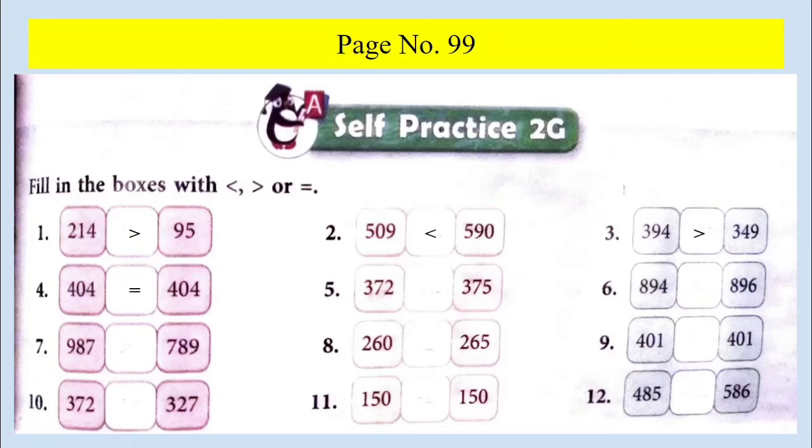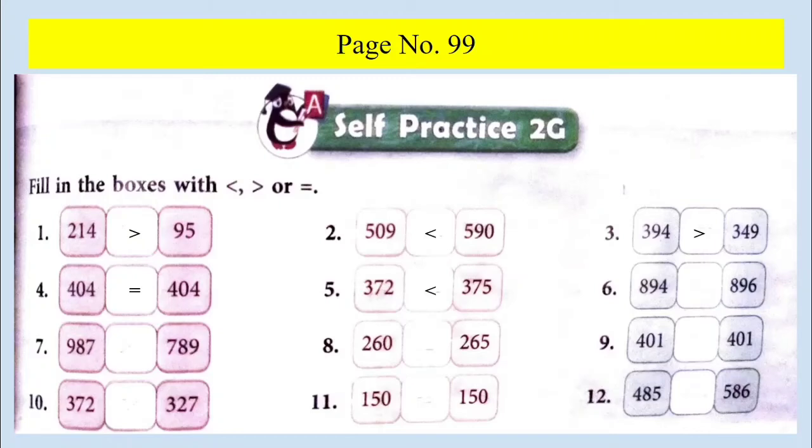So here we know that 2 is less than 5. So we can say that 372 is less than 375. So we'll put a less than symbol here.